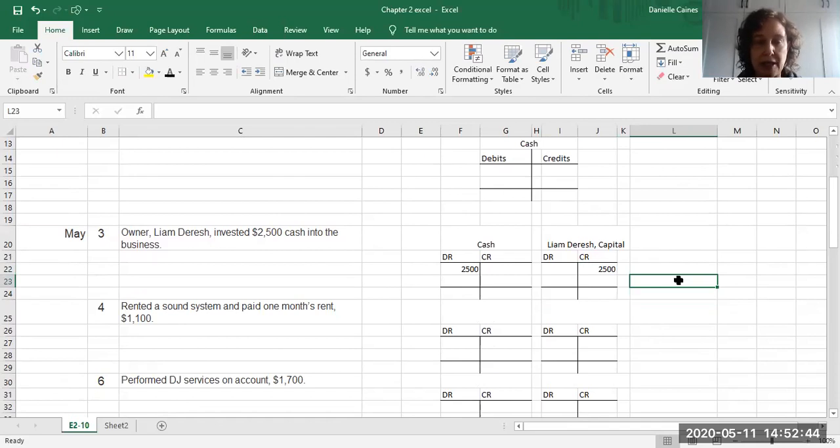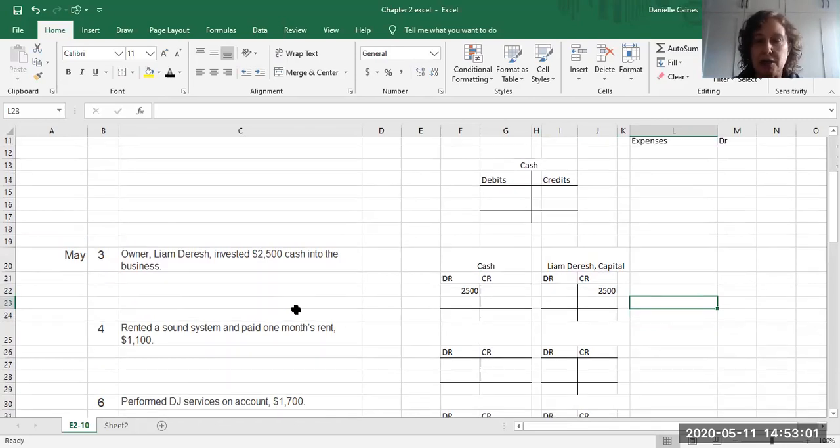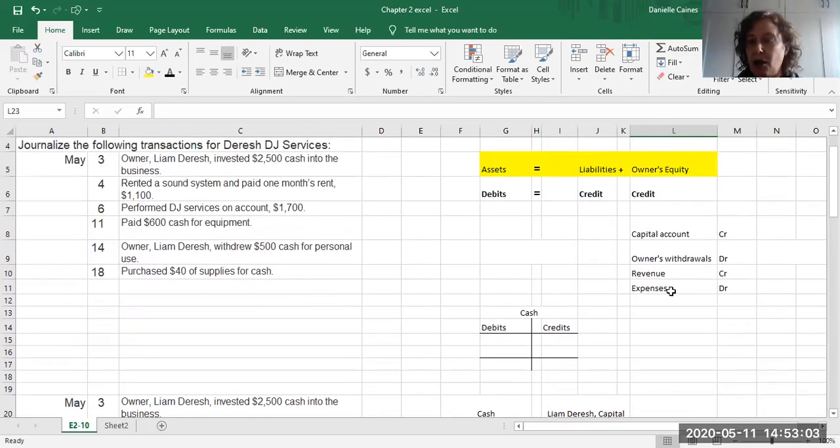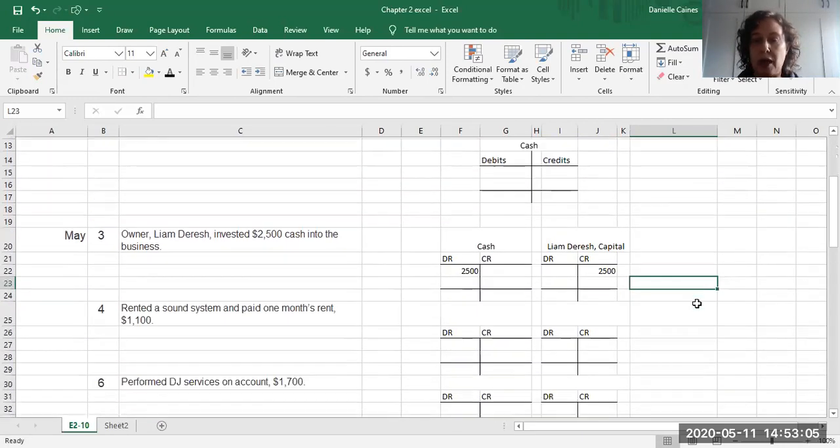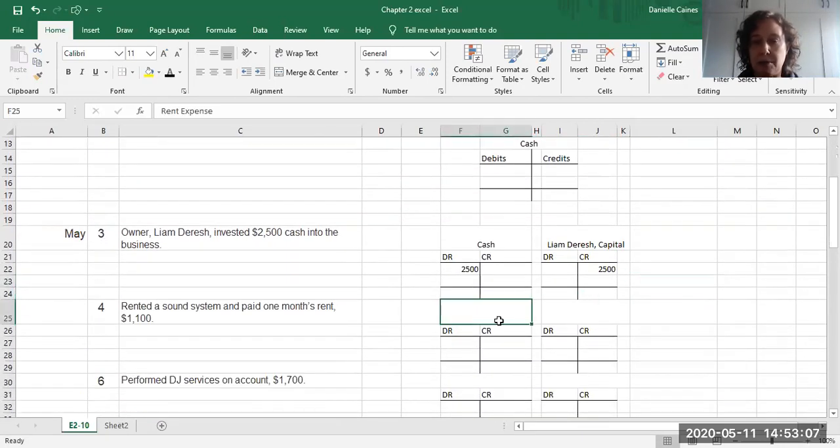That's our first entry. The second one: he rented a sound system and paid one month's rent. He paid one month's rent, so that means he paid in cash. Therefore we have one account, cash, and since he rented the sound system, he's got a rent expense. Rental expenses are a debit. So we know we're going to have a rental expense, which is going to be our debit account, and we always do our debit first.